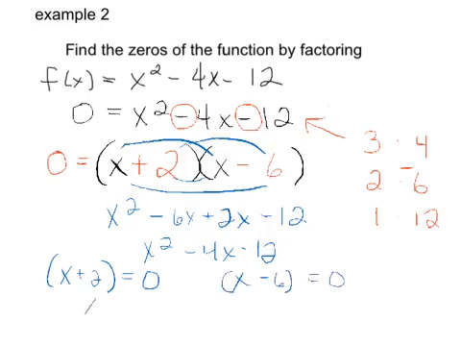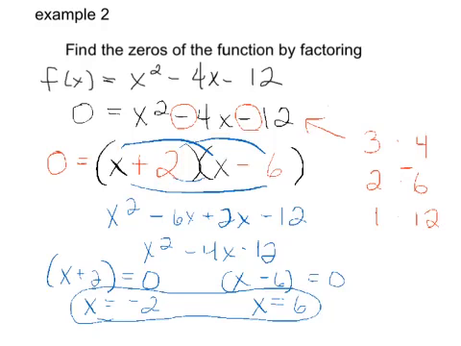Okay, add 2 to both sides, so we get, subtract 2 from both sides, we get x equals negative 2. Add 6 to both sides, we get x equals 6. These are your roots of the equation. If I plug either of those numbers back into the function, I'm going to get 0.